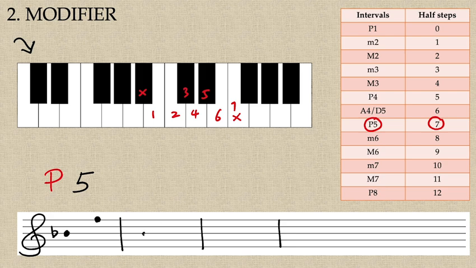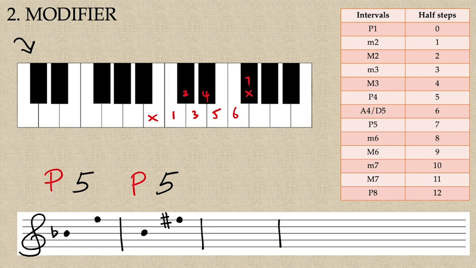What about this? B to F sharp. B, F sharp. Well, we know B to F is a fifth. Now let's figure out the half steps in between them. This is half step 1, half step 2, 3, 4, 5, 6, 7. 7 half steps. This is a perfect fifth. Okay, let's do another one.